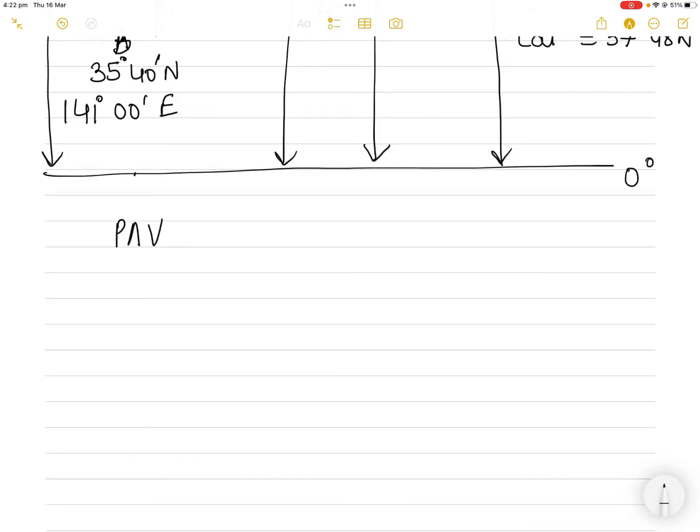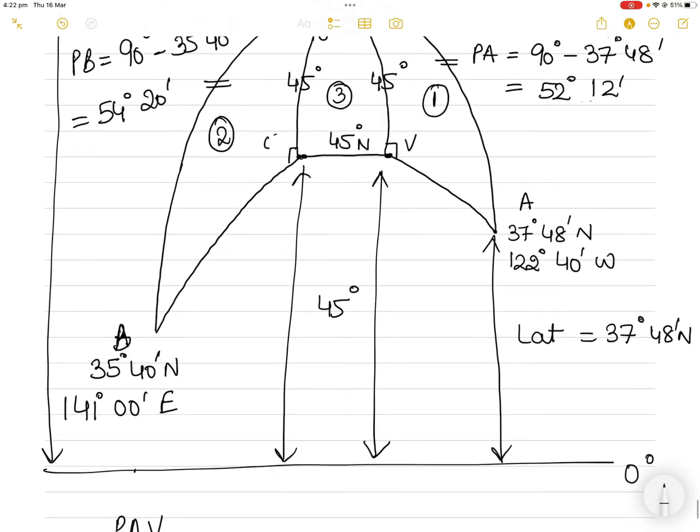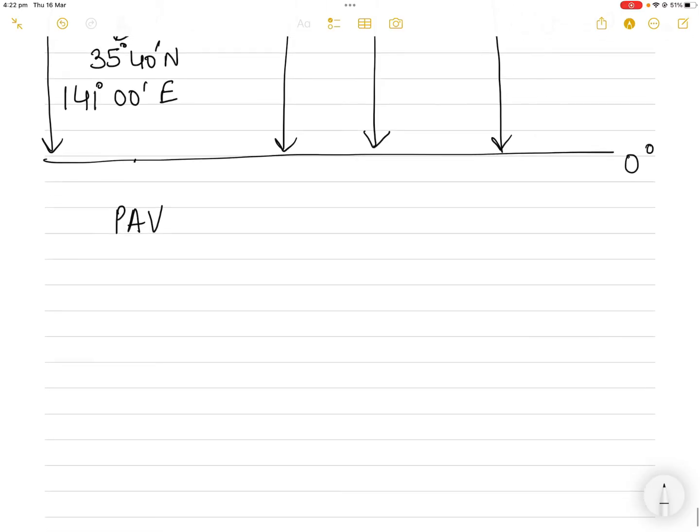So let's solve triangle PAV, and we will use Napier's rules. Why? Because if an angle is 90 degrees in a spherical triangle, this is not a plane triangle, this is a spherical triangle, we can use Napier's rules. Alright, what are Napier's rules? Let me show you. We have a triangle like this, right? This is P, this is V, and this is A. This is 90 degrees. PV is 45 degrees. PA is 52 degrees 12 minutes.